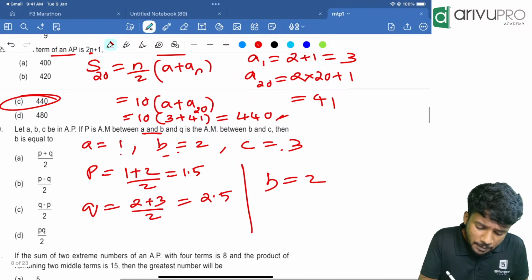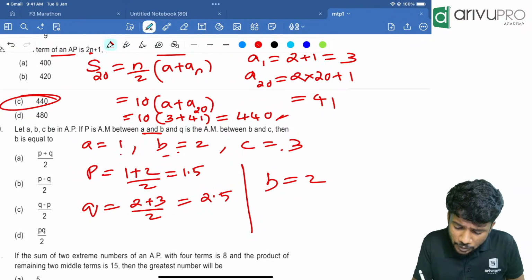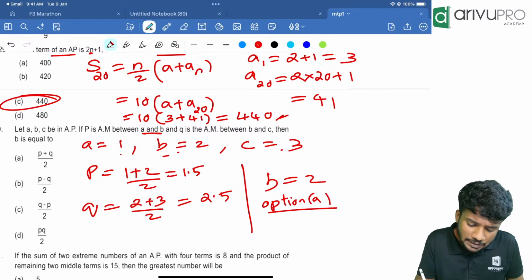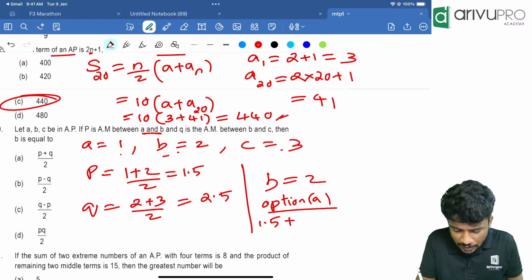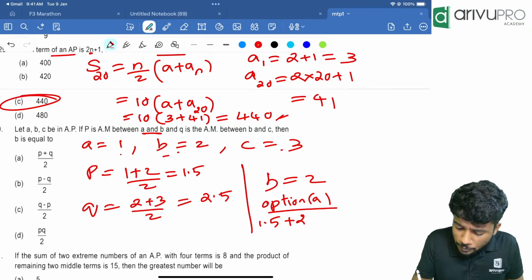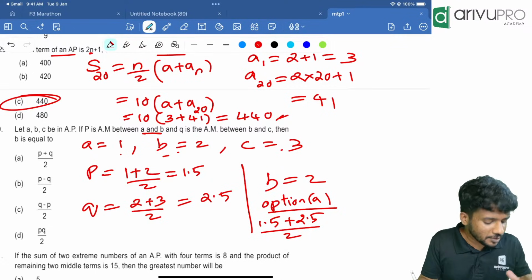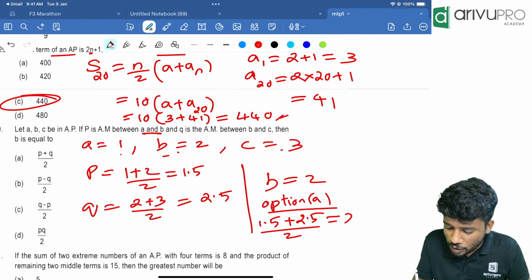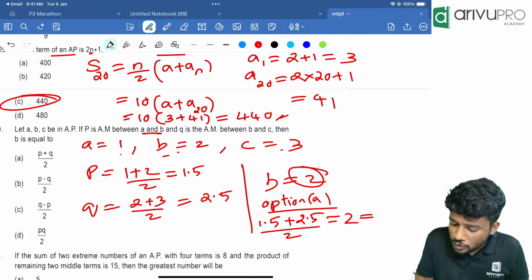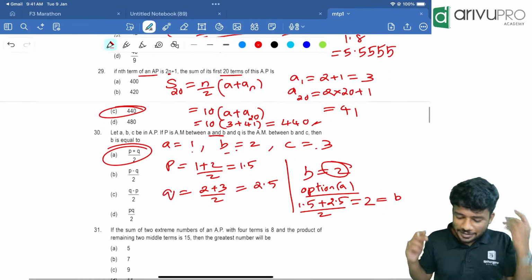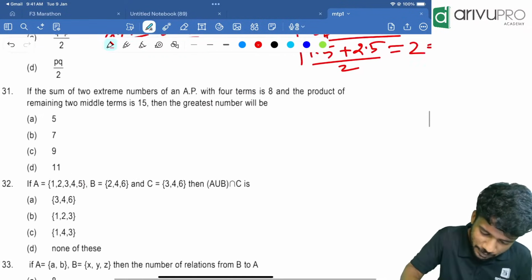Now first option, (p plus q) by 2. That means option A, we are checking. p is how much? 1.5, we found, plus q is 2.5, divided by 2. 1.5 plus 2.5, I know that it is 4, still divided by 2, which is equal to 2, which is equal to our b value. So option A is your right answer. Very easy, right? Next one, people.